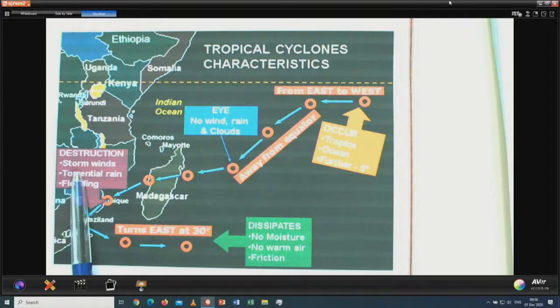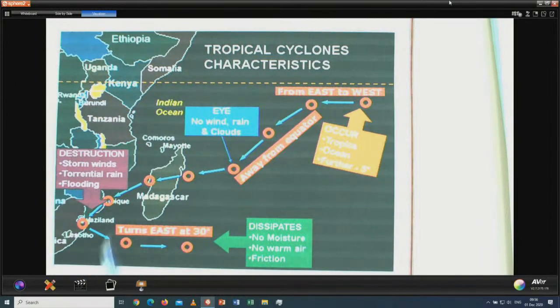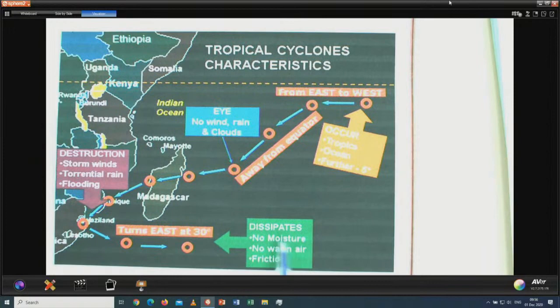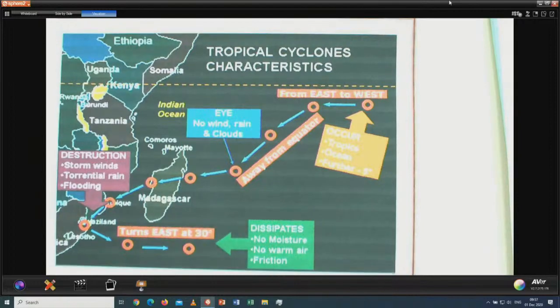Destruction caused by strong winds, flooding can also take place, torrential rain can be expected. And on reaching the land, they turn east at around 30 degrees, where they will dissipate because the temperatures here are not as warm as they used to be, because there is no supply of moisture, temperatures are lower, there is no warm air, and because of friction.